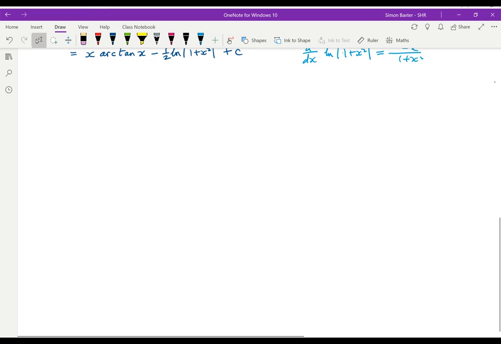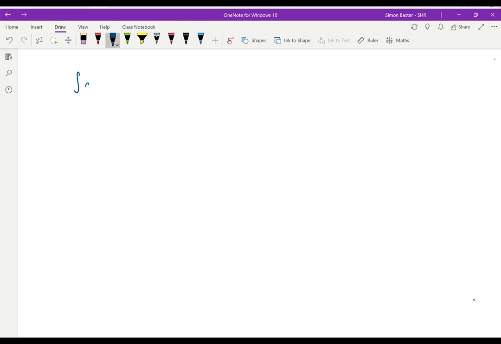Let's just see it happening with arcosh. Integral arcosh x dx. Once again, we know how to differentiate arcosh. It's 1 over root x squared minus 1. So if we multiply by 1, we can now say, let's put u equal to arcosh x. U dashed then is 1 over root x squared minus 1. V dashed is 1. V is x.